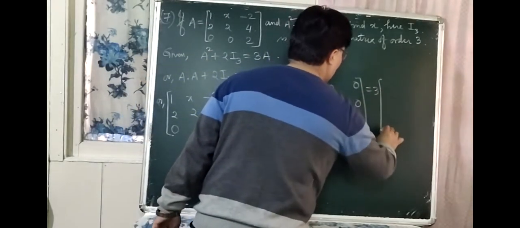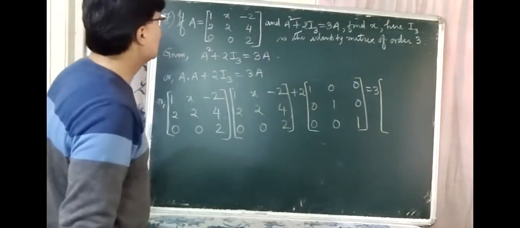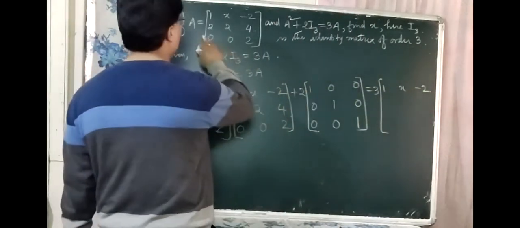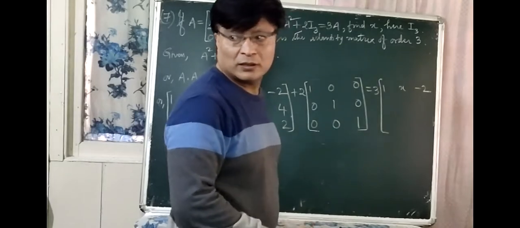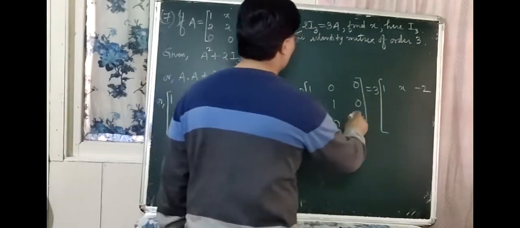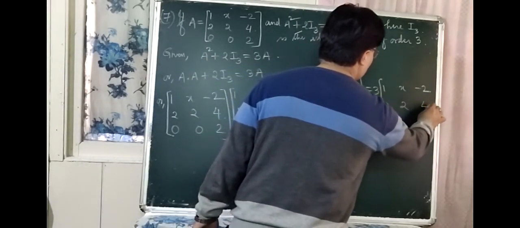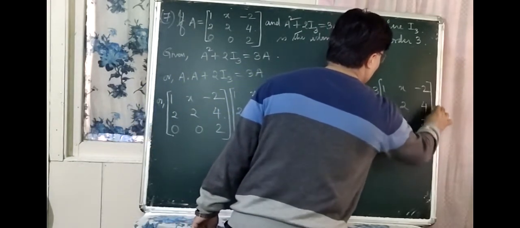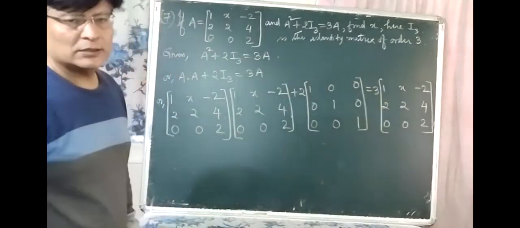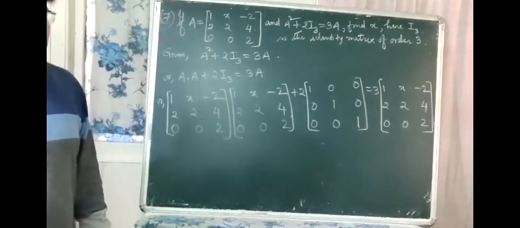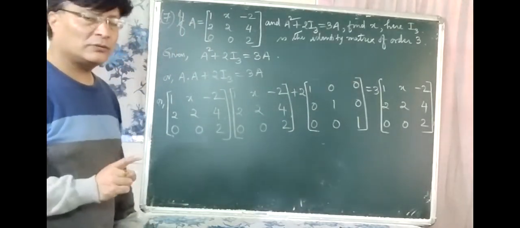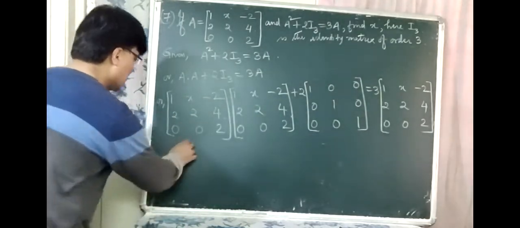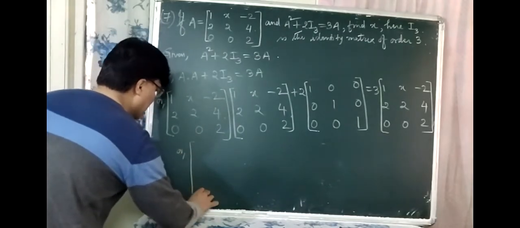3 into, what is A now? It is row 1: 1, x, -2; second row: 2, 2, 4; third row: 0, 0, 2. Right? So now let us multiply these two matrices.